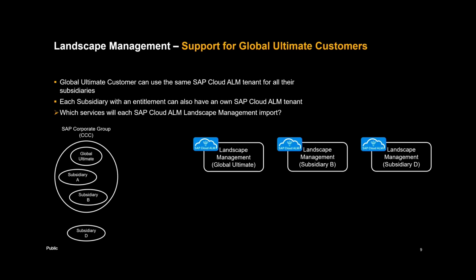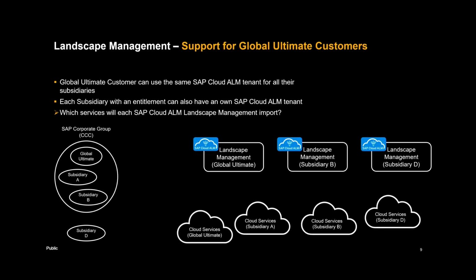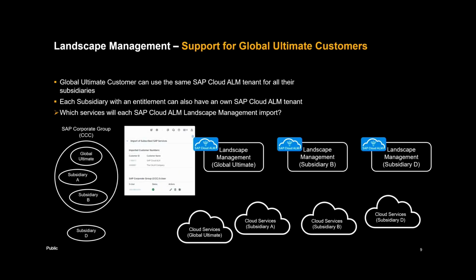Now, if we look at the Cloud ALM of the Global Ultimate, and here we have all the cloud services, you see they maintained a corporate group S user. This S user is allowed to see all the systems and services of these subsidiaries in the corporate group. As a consequence, during the landscape import, we import the cloud services of the Global Ultimate, subsidiary A, and subsidiary B.